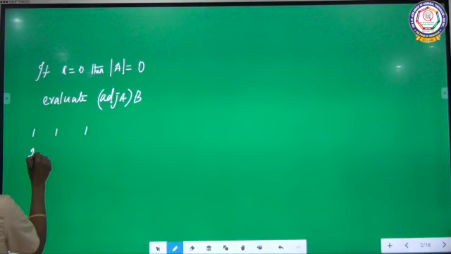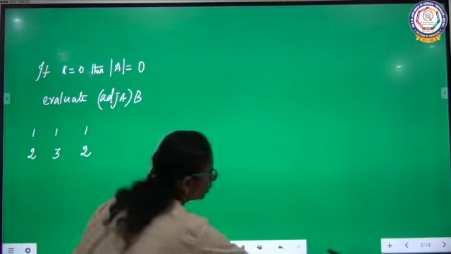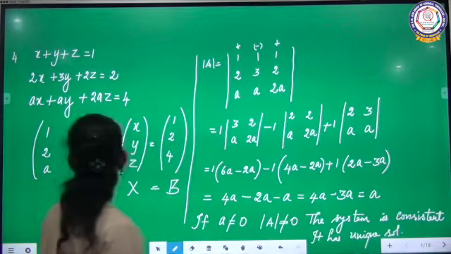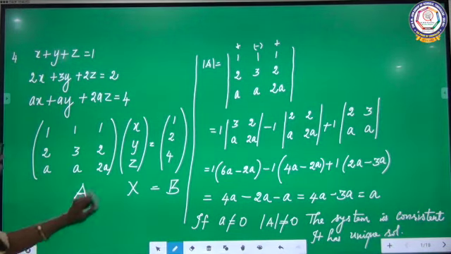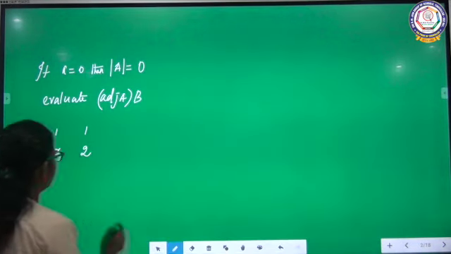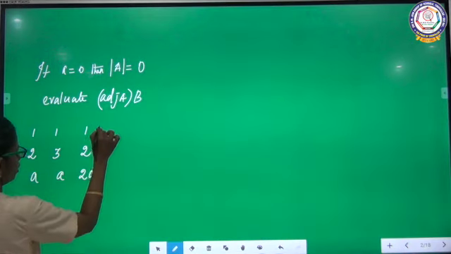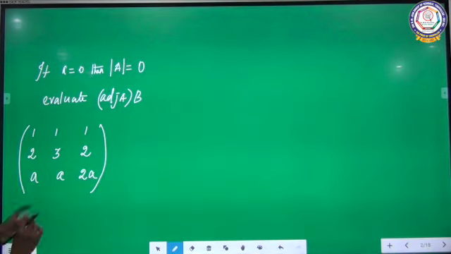Two, 3, 2, then third row is what? A, 2A. A, 2A. This is your matrix A.